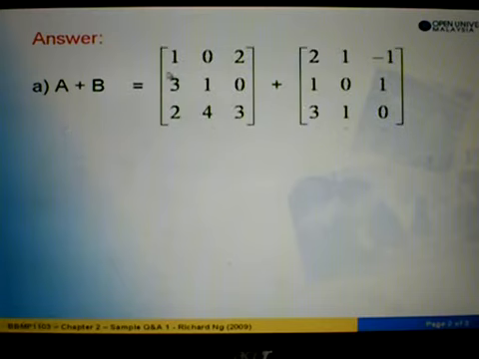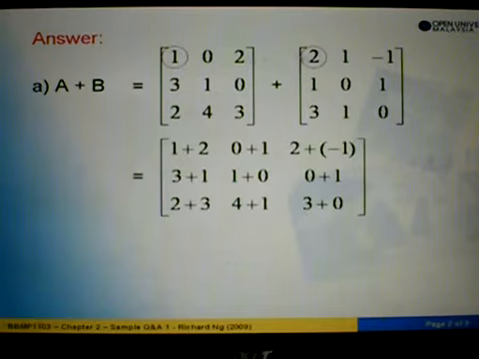Alright, so let's start with A plus B. When we add two matrices, remember we have to follow the order. So you copy matrix A first plus matrix B. We have to take the first element plus the first element. So we have 1 plus 2, then 0 plus 1, followed by 2 plus negative 1.